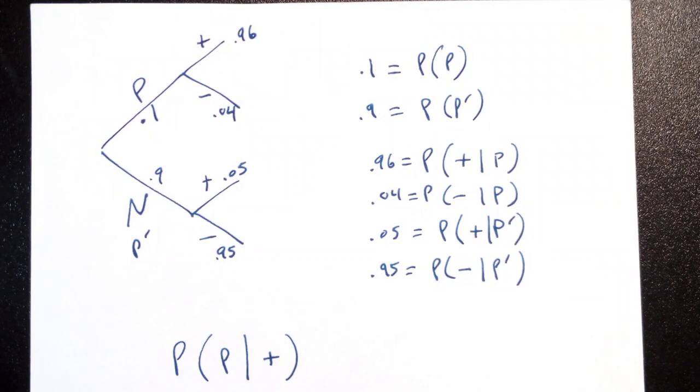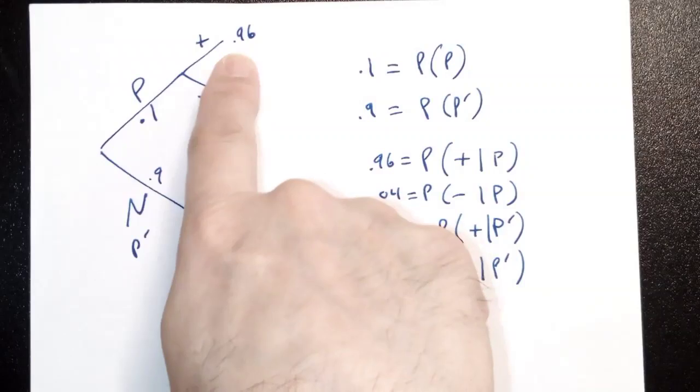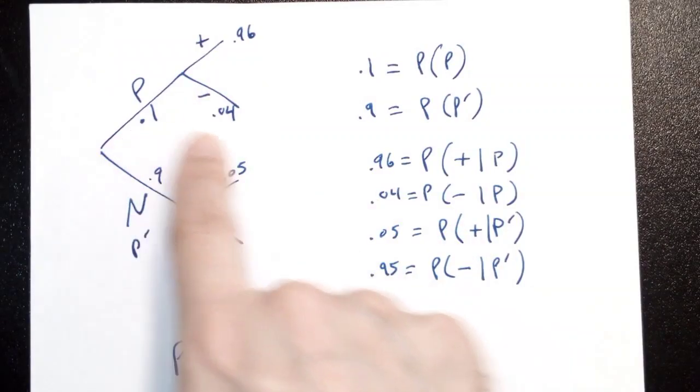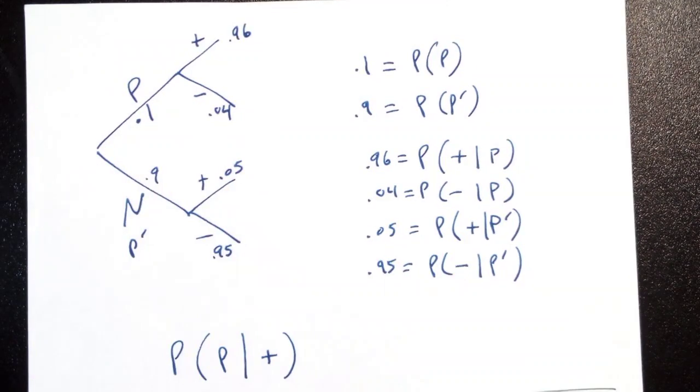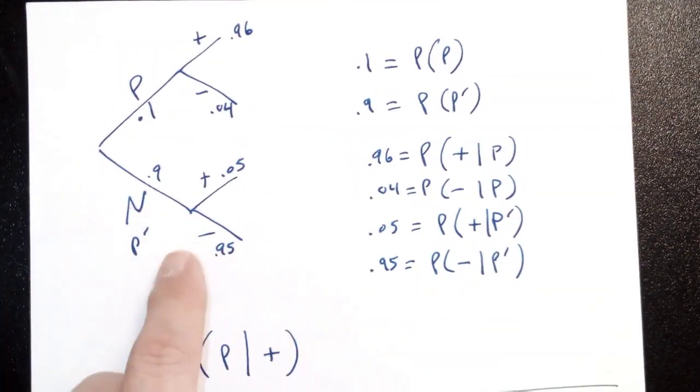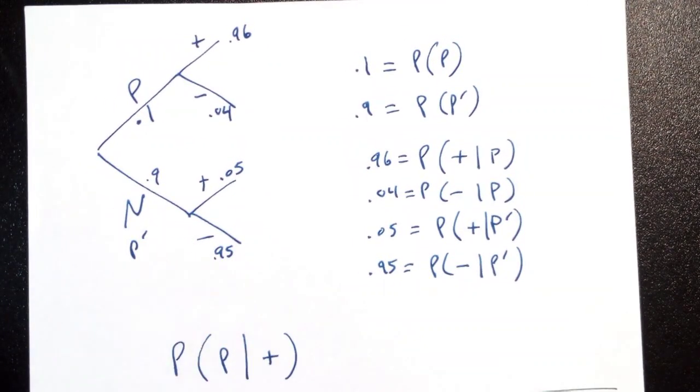From the test itself, if a pregnant person takes the test, 96% of the time they get a positive result. If a pregnant person takes the test, 4% of the time they get a negative result, a false negative. If a not pregnant person takes the test, 95% of the time it shows them as not pregnant, but 5% of the time it's a false positive. But notice this is predicated on knowing the pregnancy status first.